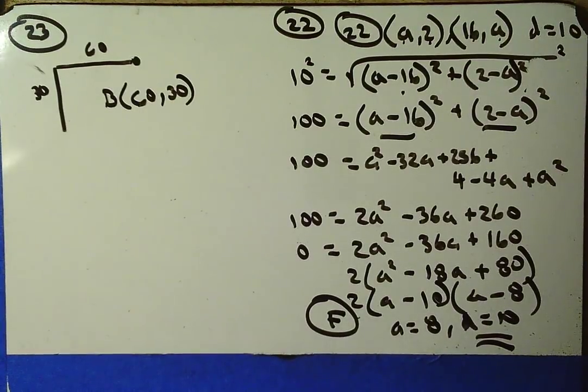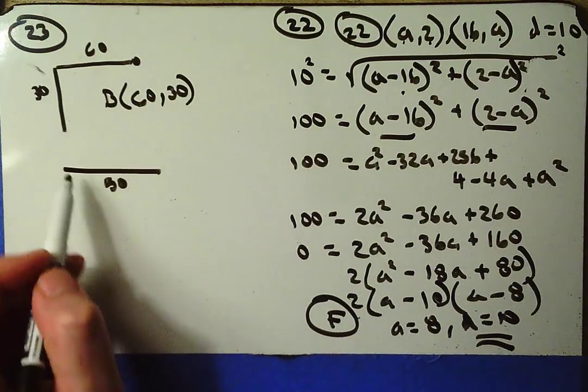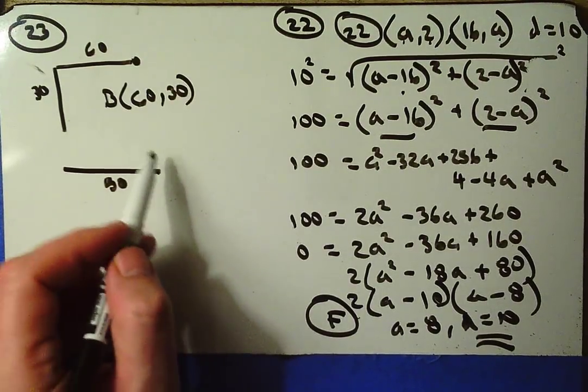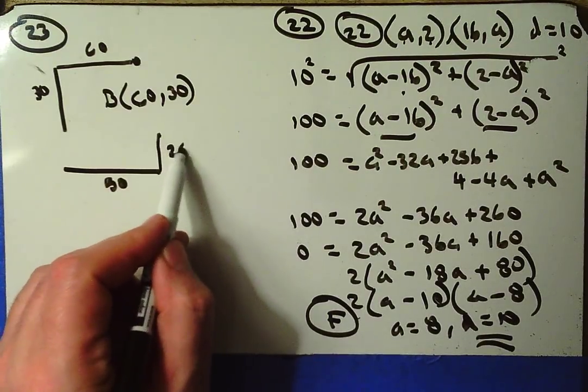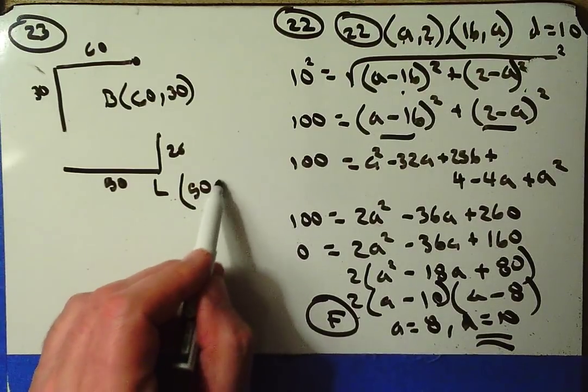Now, what about Linda? Linda drives 50 miles an hour, goes east for an hour, so she's here at 50, and then she goes north for half an hour, so this would be 25. So Linda is located at (50, 25).